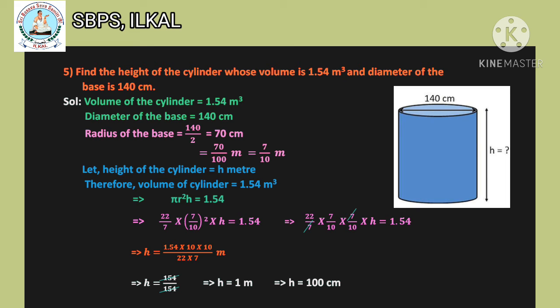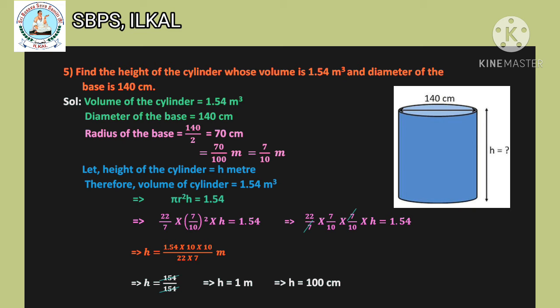We know that volume of cylinder is equal to pi r square h, which is equal to 1.54, which implies 22 by 7 into 7 by 10 whole square into h is equal to 1.54, which implies 22 by 7 into 7 by 10 into 7 by 10 into h is equal to 1.54. Let us strike out numerator 7 and denominator 7. Now we will transpose all the terms to the right hand side.